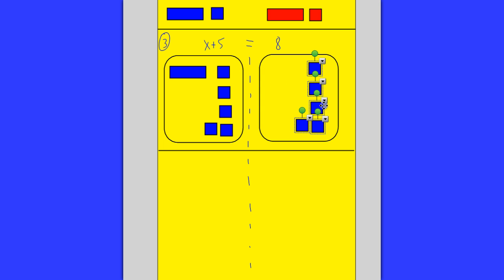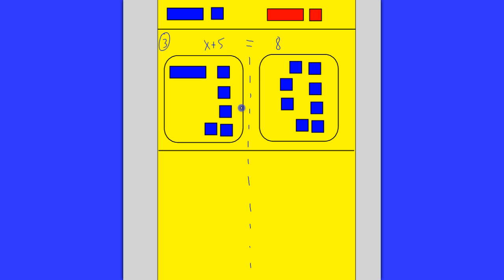There's 5. Okay, so on the left-hand side, you have x plus 5. And on the right-hand side, we have 8. 1, 2, 3, 4, 7, 8.